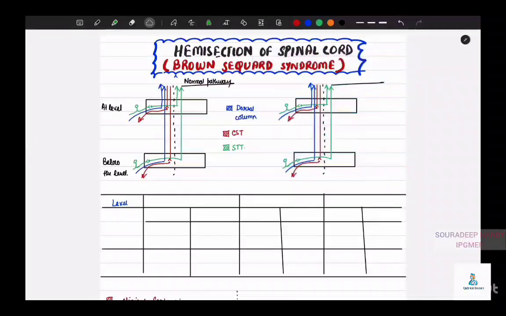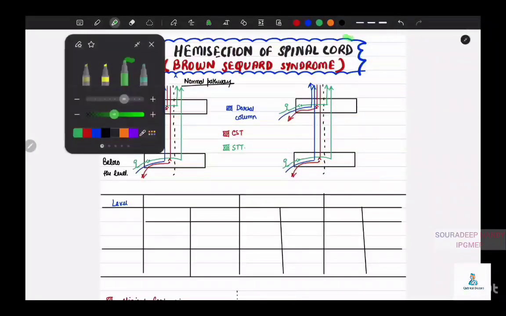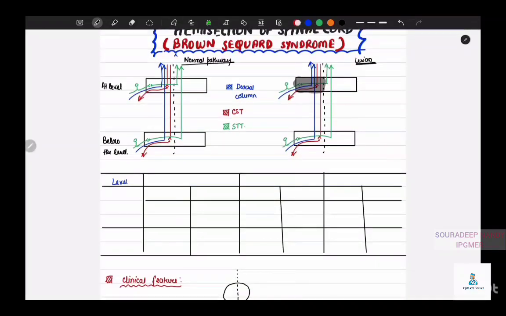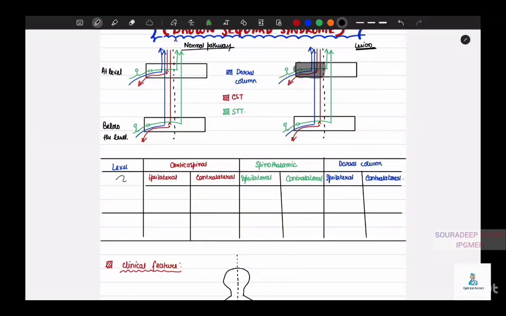Now let us see what will occur if half of the spinal cord is damaged. Let us see this level is damaged. So, lesion at the level and below the level. So prepare a chart like this, of what will be the effect on the ipsilateral side, contralateral side, at the level and below the level. You can see that at the level, for the corticospinal tract, there will be ipsilateral lower motor neuron palsy, and the contralateral side is all good, and below the level there will be upper motor neuron palsy, and the contralateral side is all good.